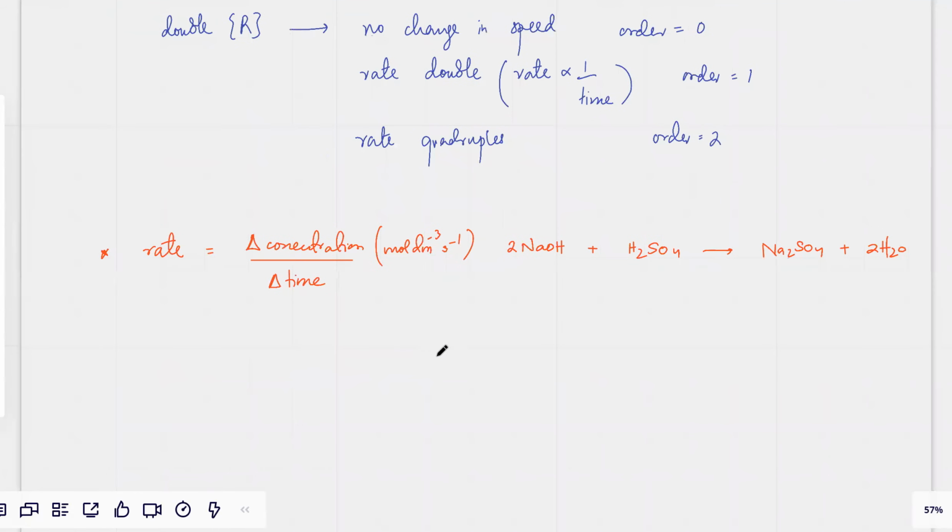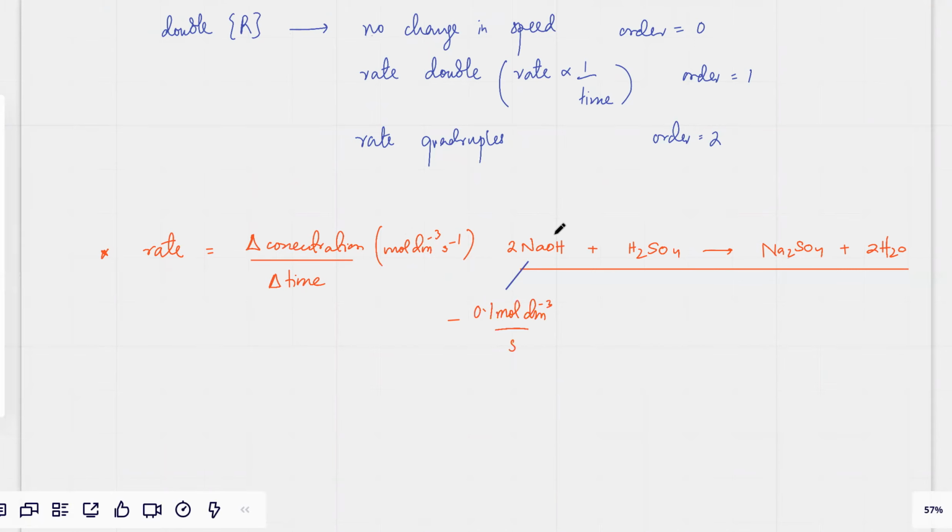Now we'll encounter a few problems. The first one is, whose concentration are we talking about? You've got lots of things there. If I say the rate of this particular reaction is, I need to find the change in concentration with respect to time. So whose concentration are we talking about? For example, every second, 0.1 mole per dm cube of NaOH gets used up. The change is negative because the gradient would be negative, NaOH would be decreasing.